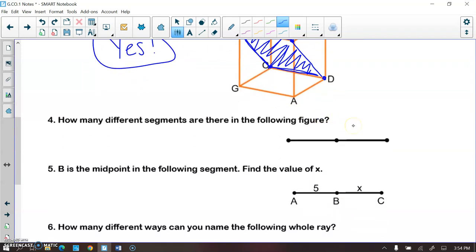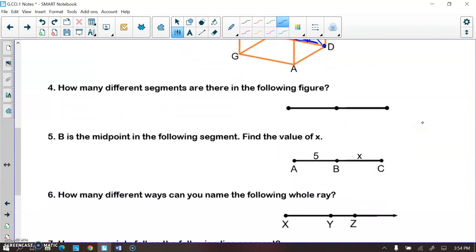How many different segments are in the following figure? I have 1 segment, 2 segments, and 3 segments.